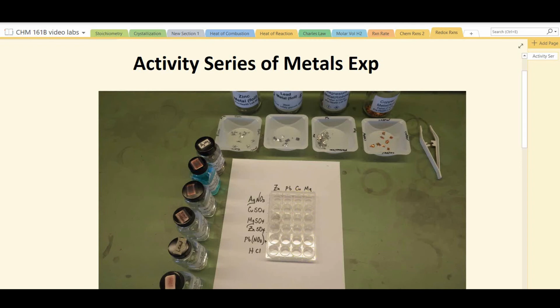And then we'll add ions of metals across each row. So silver plus 1 ion across the first row, copper plus 2 ion in the second row, magnesium plus 2 ion across the third, zinc plus 2 ion across the fourth, lead 2 ion solution across the fifth, and hydrogen ion from dilute hydrochloric acid across the sixth row.